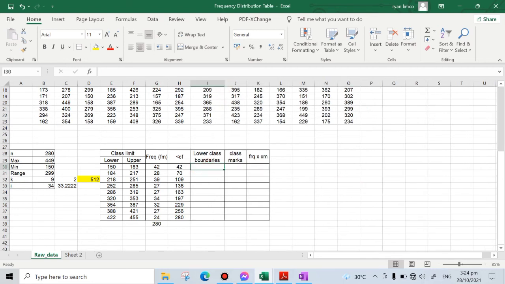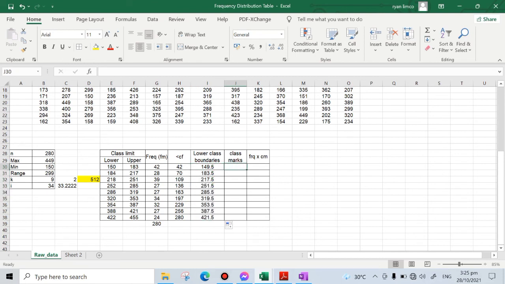So, for the lower class boundary, ang gagawin natin ay subtract lang tayo ng 0.5 dito sa lower class limit natin. For the upper class boundary naman, kung hinihingi ng frequency distribution table, mag-a-add lang naman tayo ng 0.5 sa upper class limit. So, since lower class boundary kailangan natin, ito yung gagamitin natin, minus 0.5. Pero kapag upper class boundary, ay yung upper class limit plus 0.5. Okay, so we have equals the lower class limit minus 0.5. And drag down lang po natin ito.